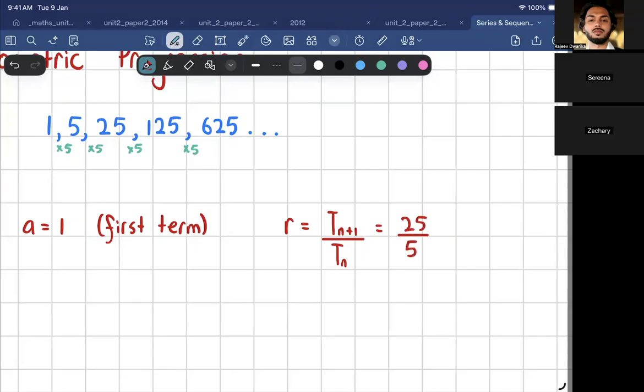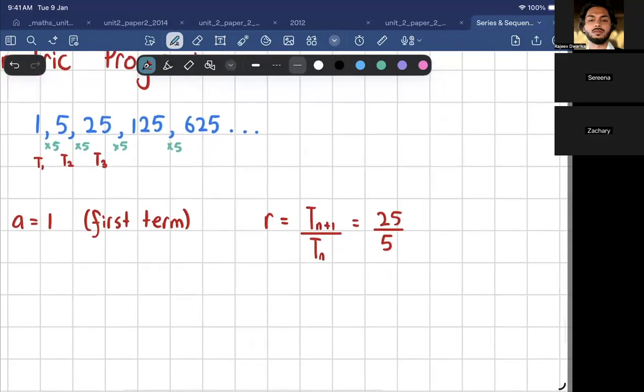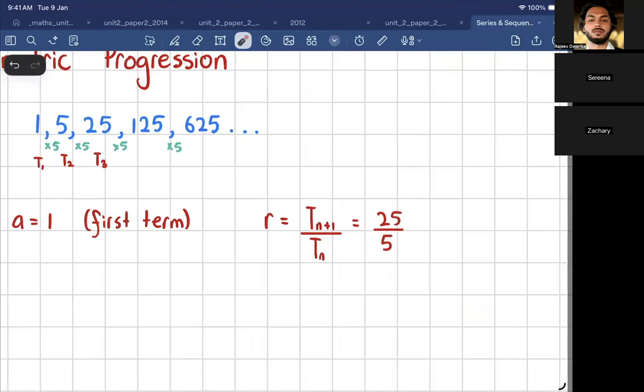Let me explain something. That T(n+1) just means the next term. Look at what I'm talking about. This would be T1, also known as a. This would be term 2. This would be term 3. You agree? Yes, sir. All right. So Zachary, wouldn't this be one more than term 2?